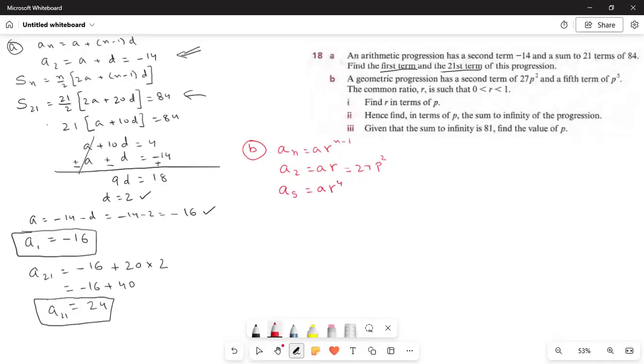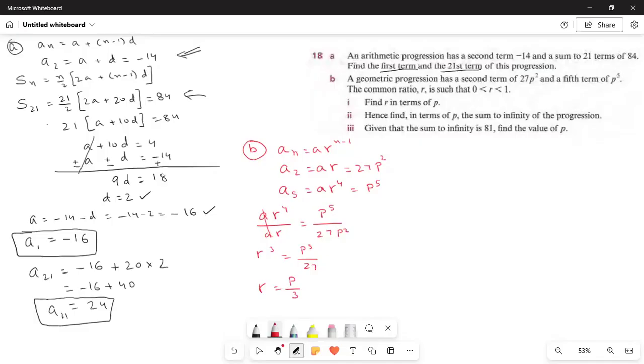Okay, and this is given as p5. From these two expressions, I will try to find the value of r. I divide the second equation by the first one. So it is a r power 4 divided by a r equals p power 5 divided by 27 p square. So a cancels and this will become r power 3 equals p power 3 over 27. If I take the cubic root on both sides, r is equal to p over 3.